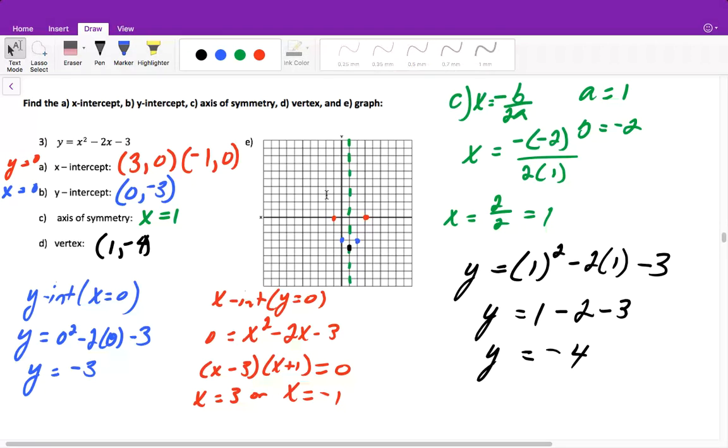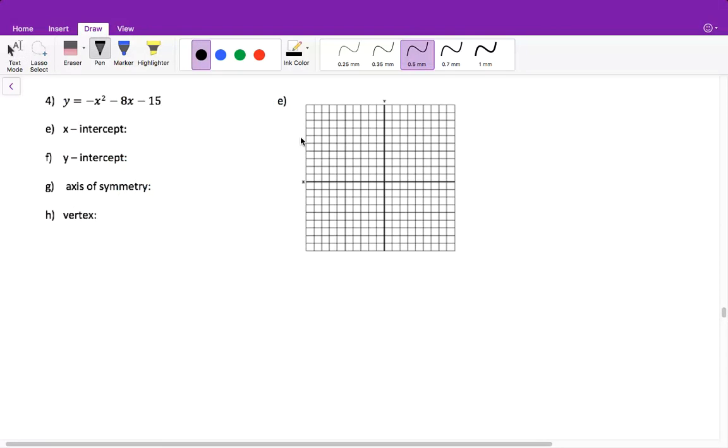All right, let me just draw this a little bit better. All right, so there's our graph. I know the graph is pretty small here, which makes it difficult to graph. All right, this one is the exact same thing. When we're solving for our x-intercept, y gets set equal to 0. When we're solving for a y-intercept, x gets set equal to 0.